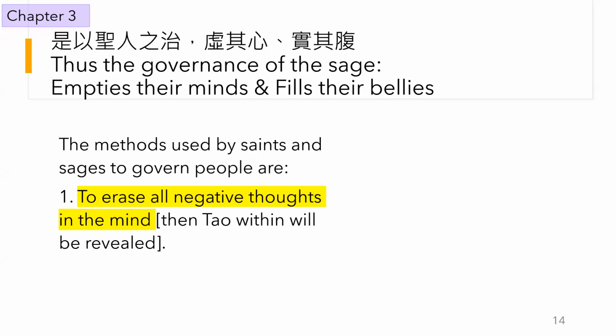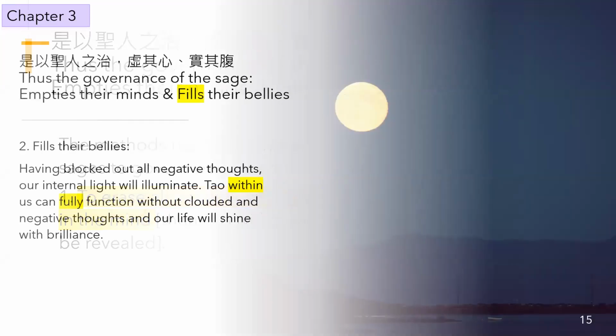Thus, the governance of the sage empties their minds and fills their bodies. 虚其心，实其腹. Number 1, 虚其心, empty their minds to erase all negative thoughts in the mind, then Tao within will be revealed. And the second method is to fill their bellies.